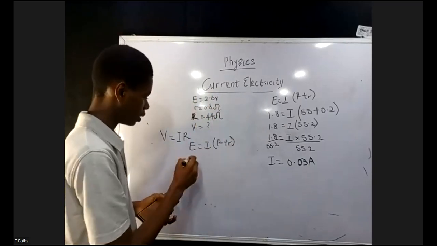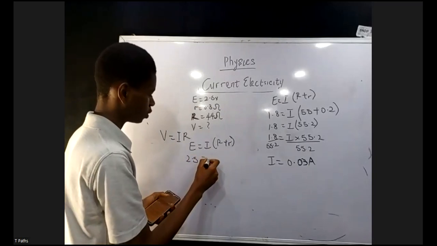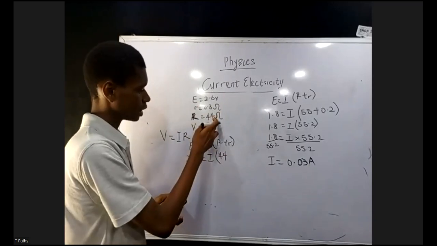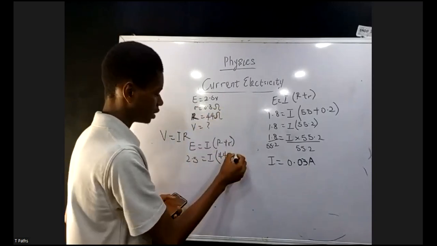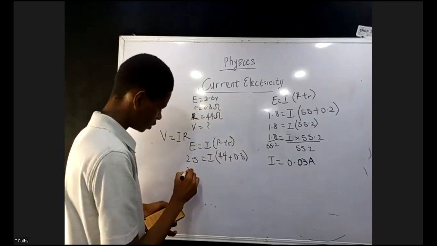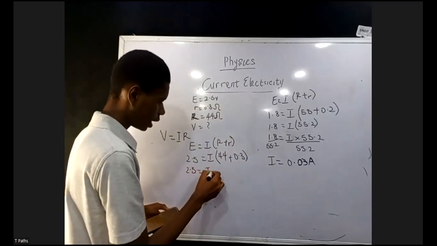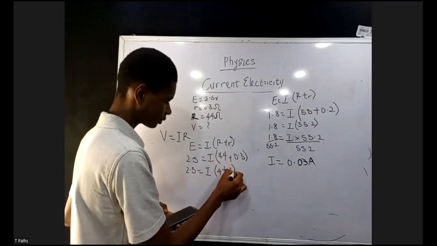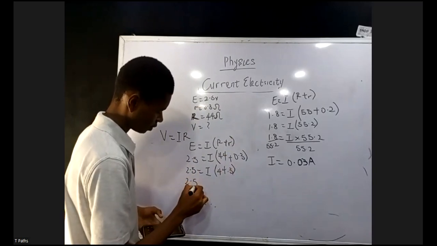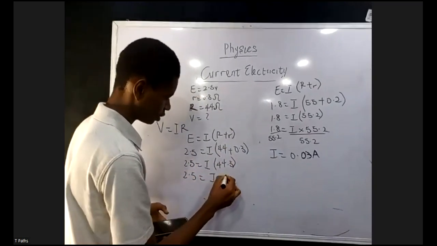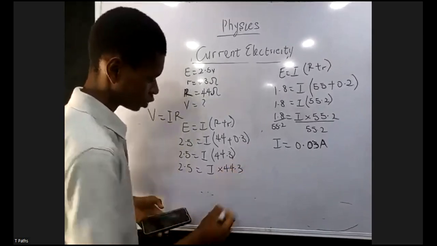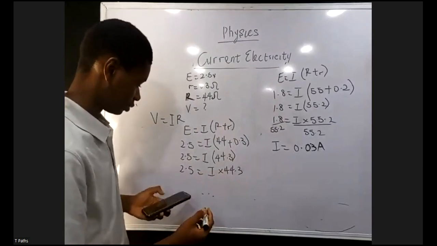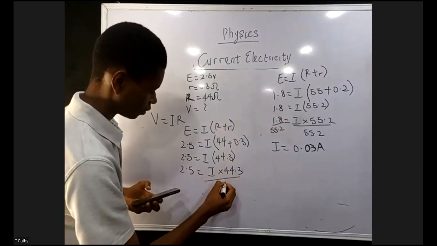So I have 2.5, which is my electromotive force, equals I. My R is 44 ohms, that's the external resistance, plus my internal resistance, which is 0.3. So this gives me 2.5 equals I times 44.3. So here, what I'm going to do is divide through by 44.3, so I move to my calculator.